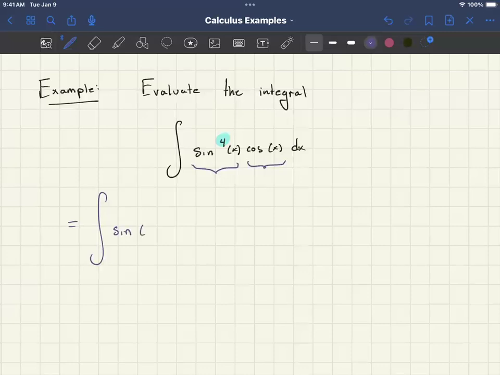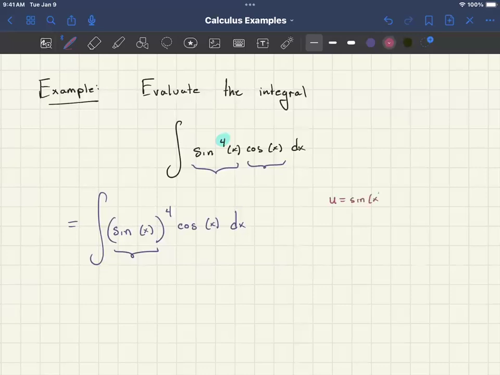I'm going to start by rewriting our sine of x to the fourth power on the outside. You'll notice that a lot of times in math, we write that fourth right after the sine and before our parentheses x. But really, what it means is that you have four copies of sine of x multiplied together.